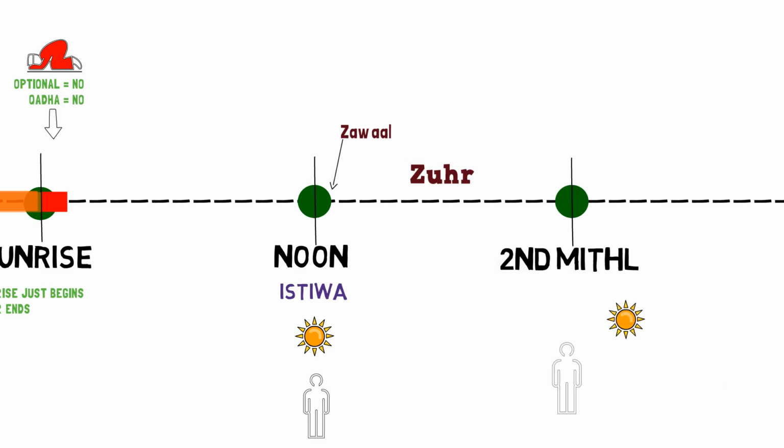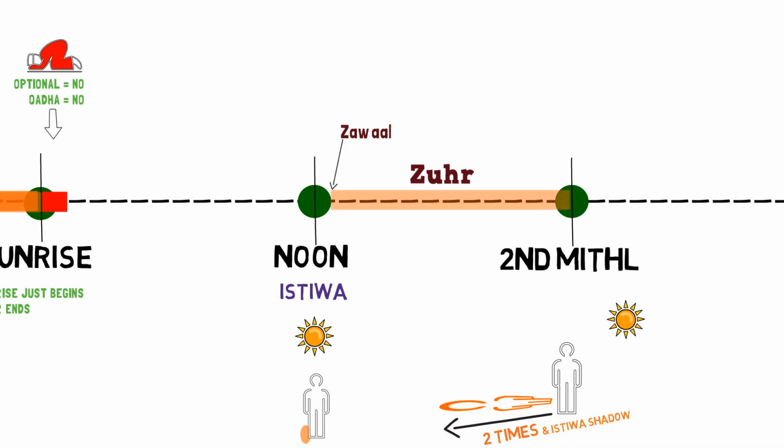Now, a second mithal is basically if you have something, say, 1 meter tall and it casts a shadow double its size, and this is the second mithal time. The only thing to bear in mind is that sometimes we have a tiny shadow at noon or Istiwa time. So the second mithal is when the shadow is double its size plus any shadow that was at Istiwa time. So that's the Zuhr time, from Zawal to second mithal.